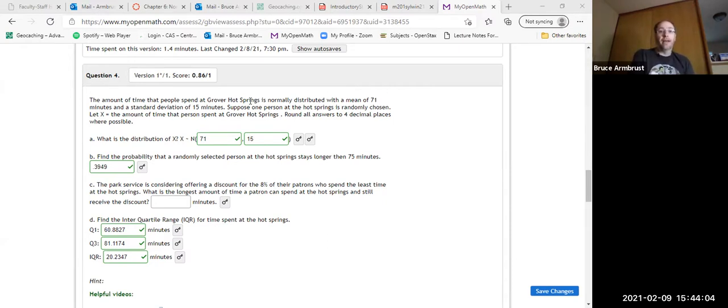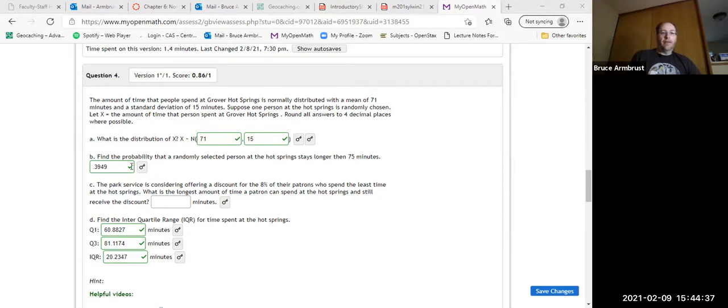Okay, anyway, so now suppose one person at the hot springs is randomly chosen. All right, so we just are in there, we close our eyes and we just point at somebody and say, all right, you, we want to know this about you, right? This is how much time they spent. All right, so first of all, before we get to C, let's see what happens here. So for the first part, what is the distribution of X? Well, it is normal, and we always go with our mean and our standard deviation.